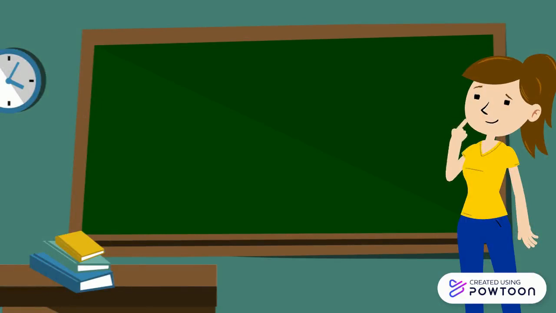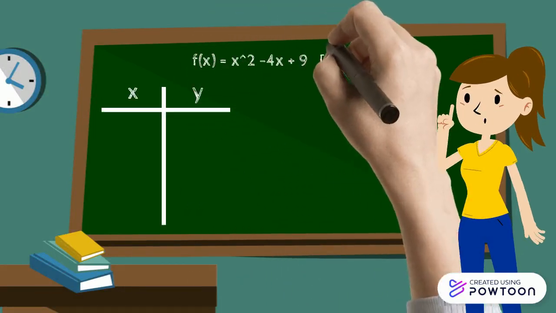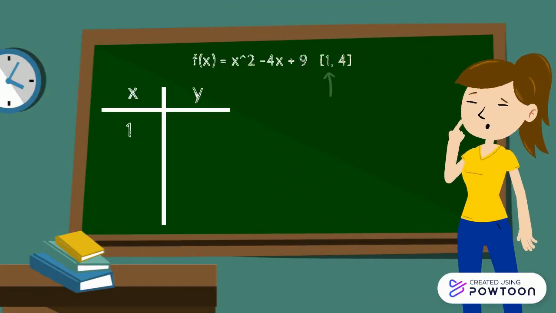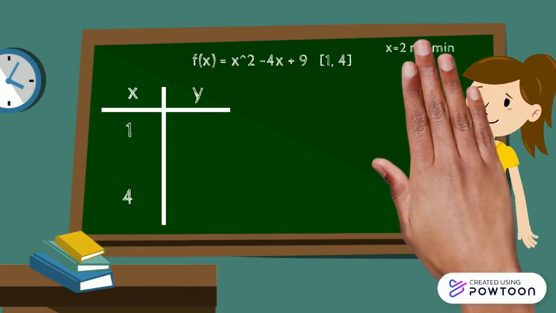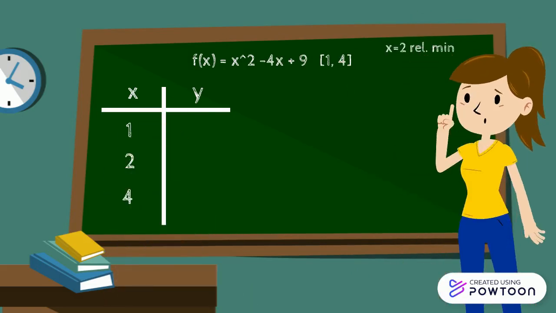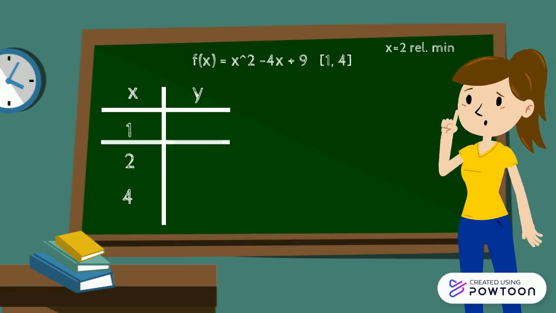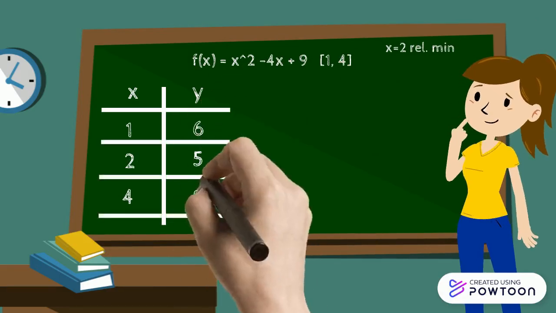Let's move on to the absolute extreme value. Once you have all of the critical points, make a table. In the table, put the endpoints of the interval and in between that, the critical points. Now, substitute the values into f of x and get the y values.